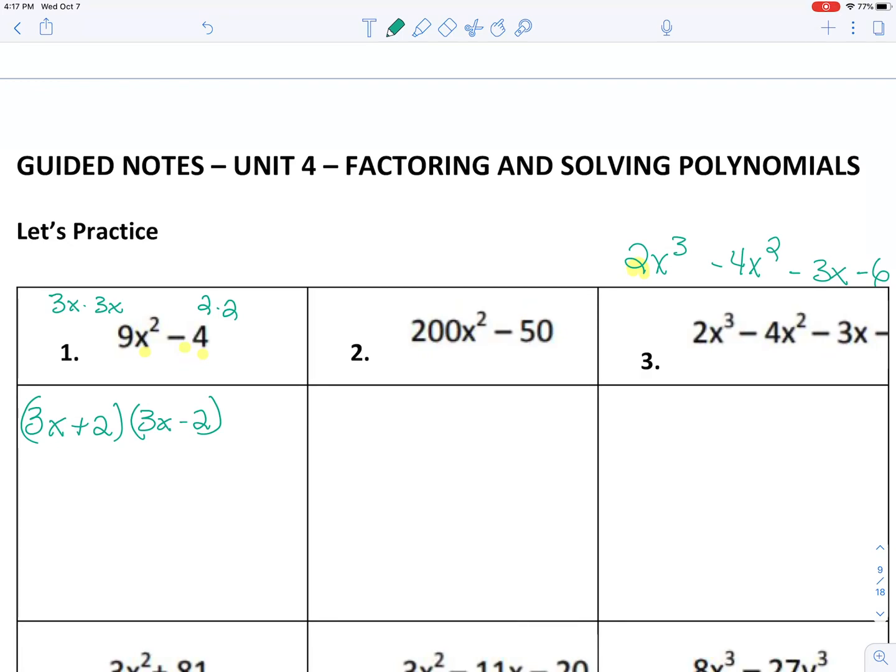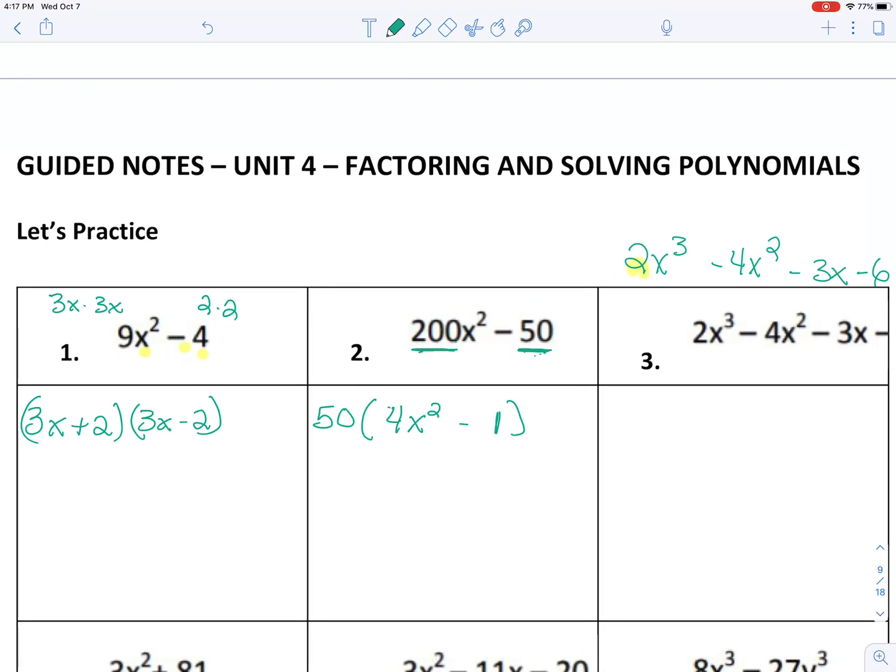Okay, let's look at the next one. What's the first question we're going to ask? We're going to ask, is there a GCF? And there is a GCF. The GCF between 50 and 200 is 50. So we're going to factor out the 50. And that's going to give us 4x squared minus 1.